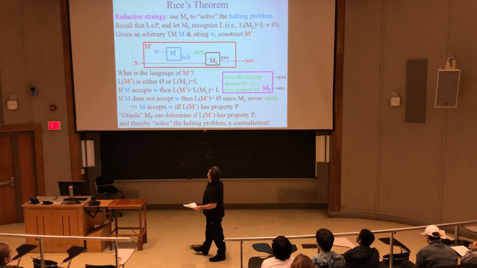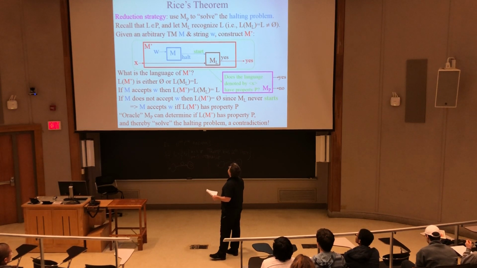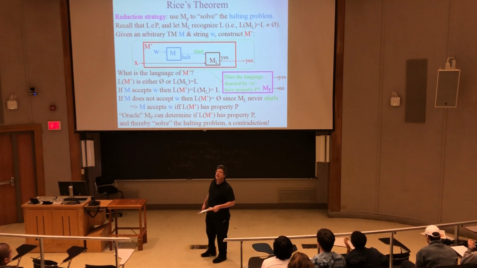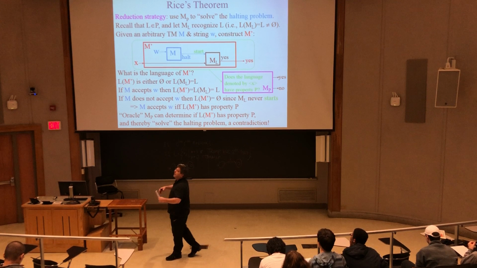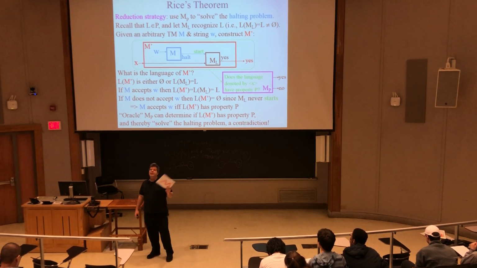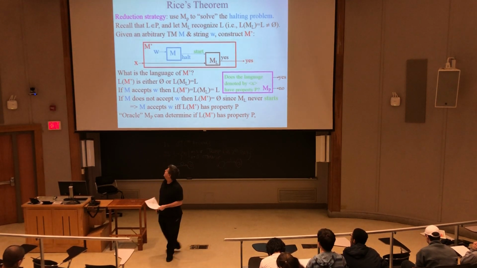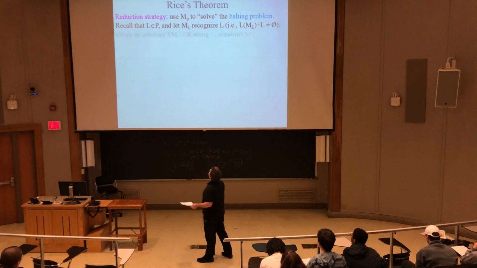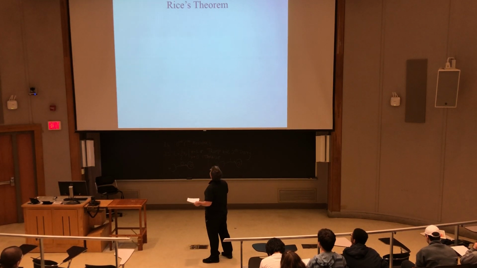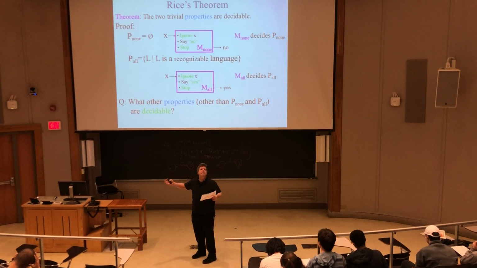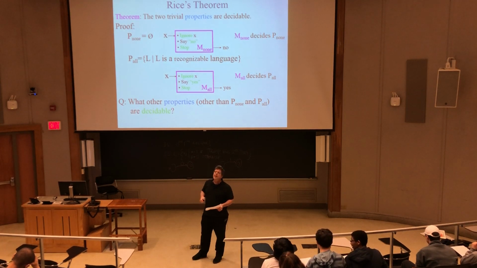So let me give you two answers. The reason it won't succeed in proving that the empty property and the property containing all the languages, the two trivial properties, aren't decidable is simply because they are decidable. How do we know they're decidable? Because we already gave two deciders for them right there. So that's one answer.